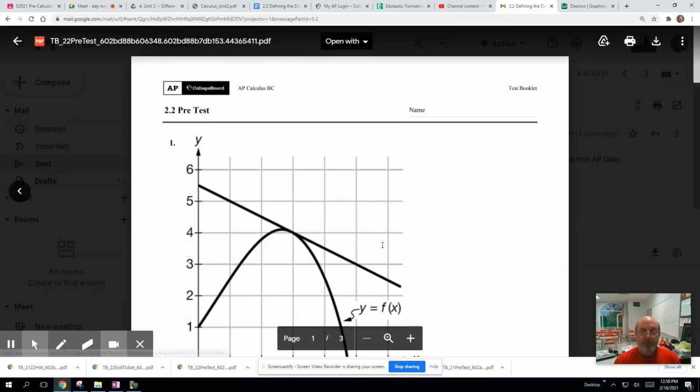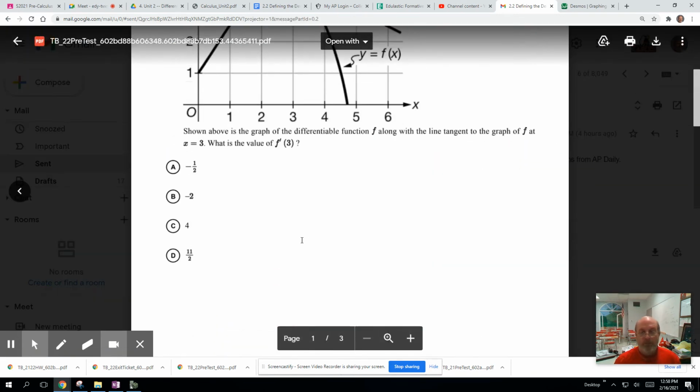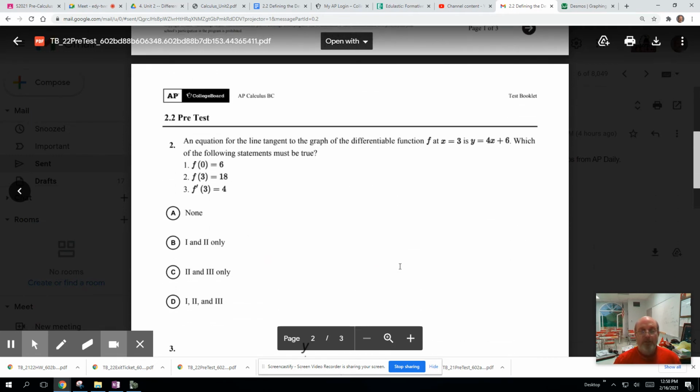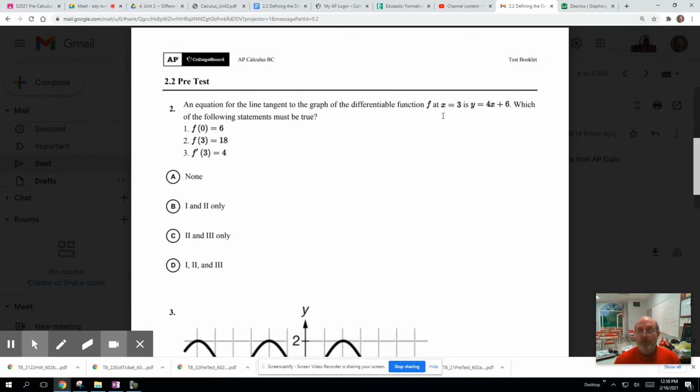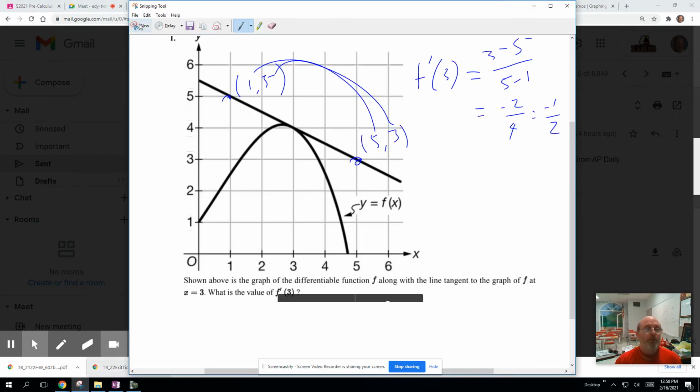When we look at that, negative 1/2 was the answer, right. Here's a pretest. Equation for the line tangent to the graph of a differentiable function f of x at x equals 3. Okay, so this is the equation of the tangent line, y equals 4x plus 6. Which of the following statements must be true? Let's look at this one a little closer where I can draw on it.